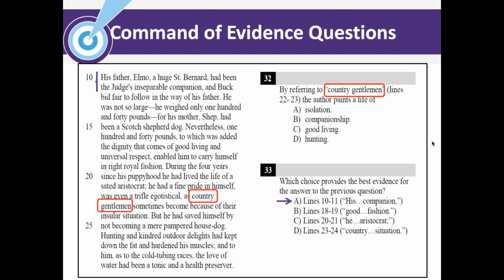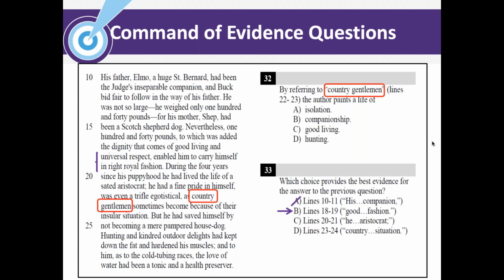So before I even look at the answer choices for question 32, I am going to go through and read the line numbers for answers for question 33. I'll start with lines 10 through 11, and I read through those, and I realize, well, that isn't really giving me much information about what it means to be a country gentleman. Process of elimination, I'm going to get rid of it. Then I'm going to look at the next group of lines.